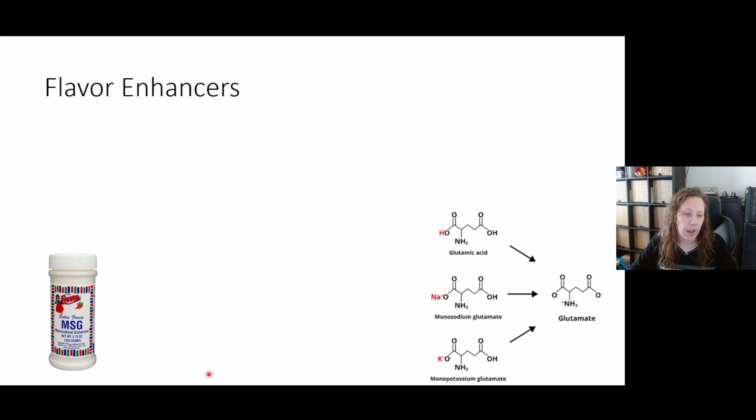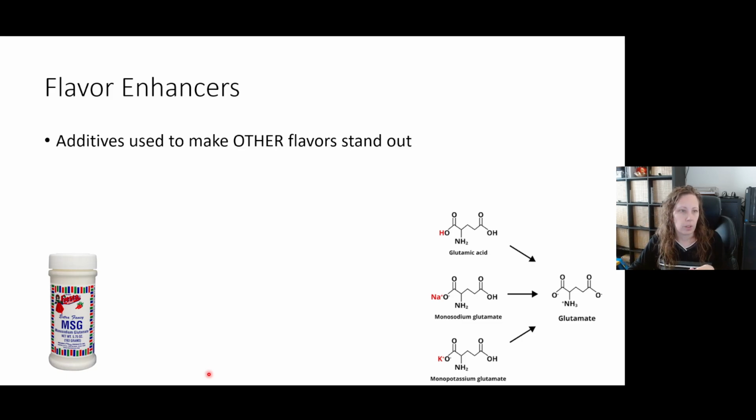So then our third category under our sensory group for additives is flavor enhancers. And what that means is it makes the flavors that are already in that product stand out better.